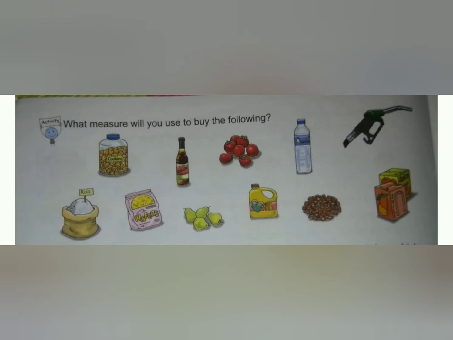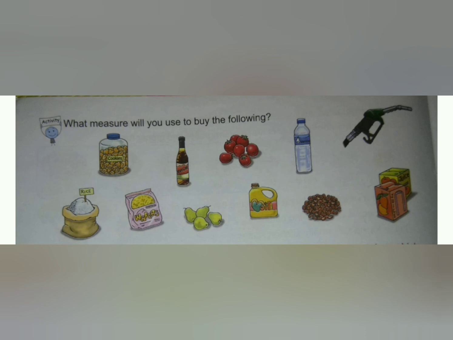Children, in page number 128, there is one activity, and the activity is, what measures will you use to buy the following things? They have given a few images like cookies, rice, tomatoes, water, vinegar, etc. You all have to write below the image which measures you will use to buy these things. For example, first one is cookies. Yes, and cookies we buy in grams. So write there grams or g.